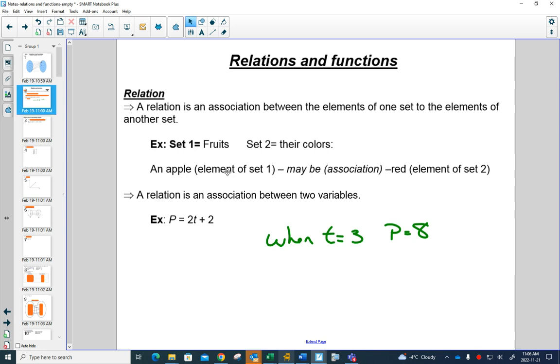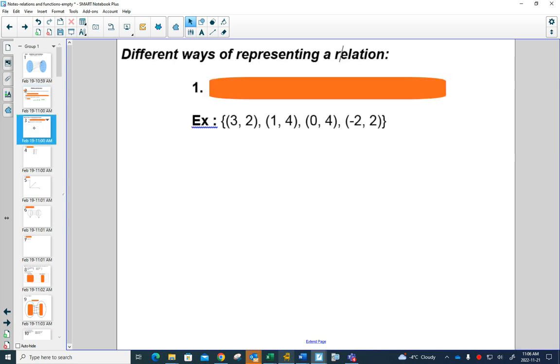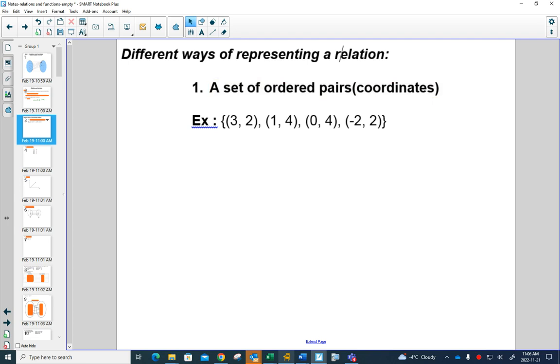Okay, is everybody ready? So there are different ways that you can write a relation. One way is with what's called a set of ordered pairs. These are coordinates, and you can graph coordinates. You have an x coordinate and a y coordinate. So this is telling us when x is 3, y is 2. When x is 1, y is 4. When x is 0, y is 4. And when x is negative 2, y is 2. So it's explaining what the relationship is.